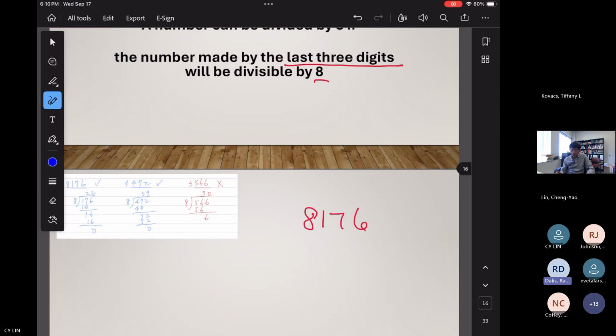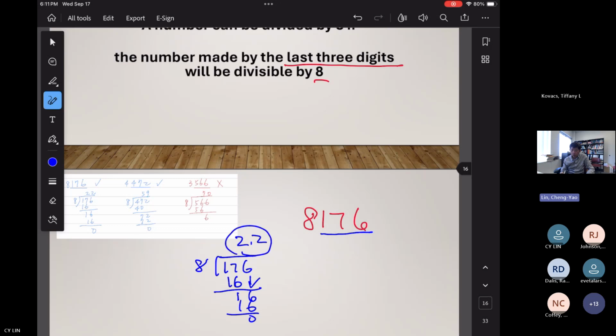If the last 3 digits are divisible by 8. So we take the last three digits, right? We take the last 3 digits to examine, divided by 8. Yes, 2 and 16. We move the 6 down right here, and then 2 and 16. Oh, yes, 22. So yes, this is a yes. You use the last 3 digits to determine, right?